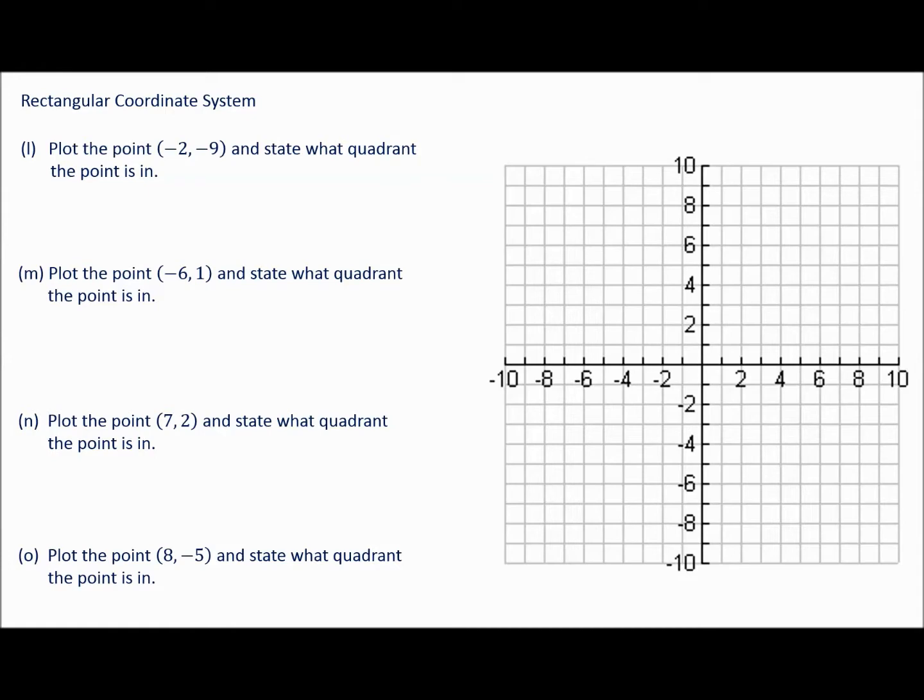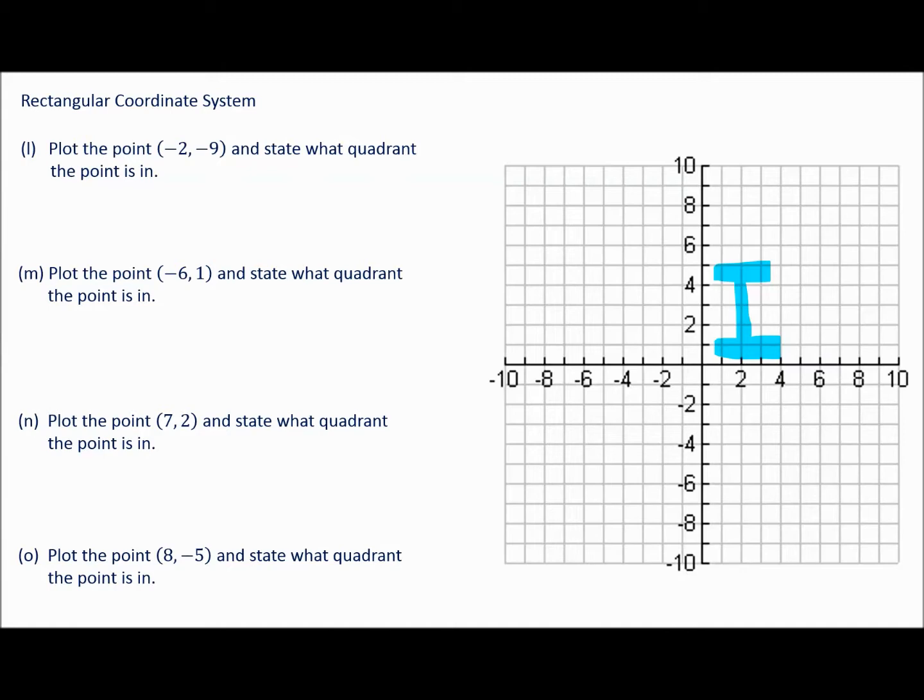All right, our last page of problems for this entire section. Plot the point -2, -9, and state what quadrant the point is in. Woo, something new. What quadrant it's in? Well, let's talk about quadrants. Where everything is positive, where my x's are positive and my y's are positive, the top right corner is called quadrant 1, and we just use a Roman numeral 1 for quadrant 1.